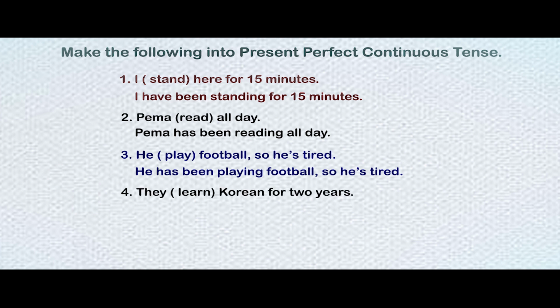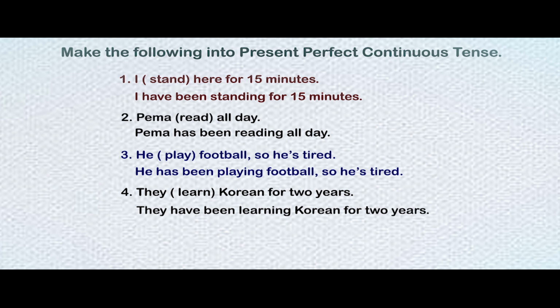They learn Korean for 2 years. They have been learning Korean for 2 years is the correct one when we make it into the present perfect continuous tense, because we have the subject here plus have plus been plus the ing form of the verb, learning. So they have been learning Korean for 2 years.